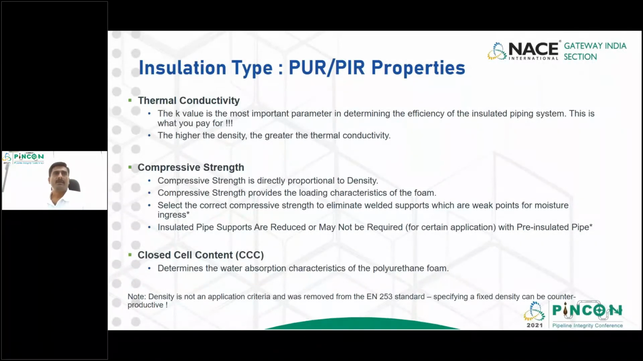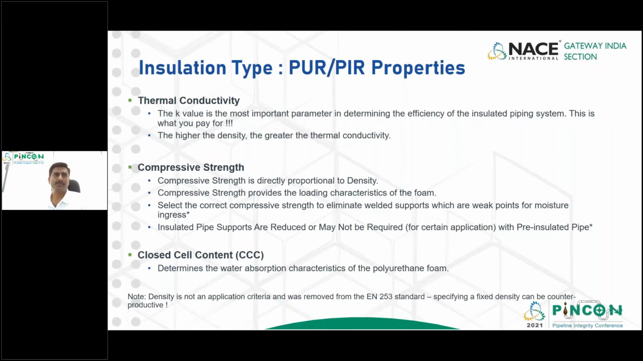Insulation type. The designers must focus on 3 parameters while selecting polyurethane as an insulation material to prevent corrosion. Thermal conductivity: the K value is the most important parameter in determining the efficiency of the insulated piping system. This is what you pay for. The higher the density, the greater the thermal conductivity.